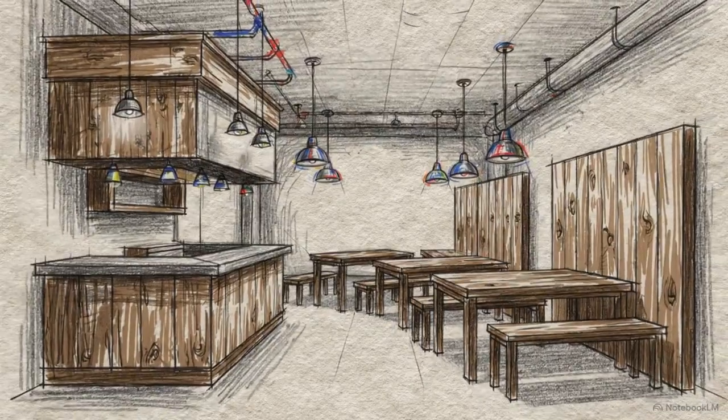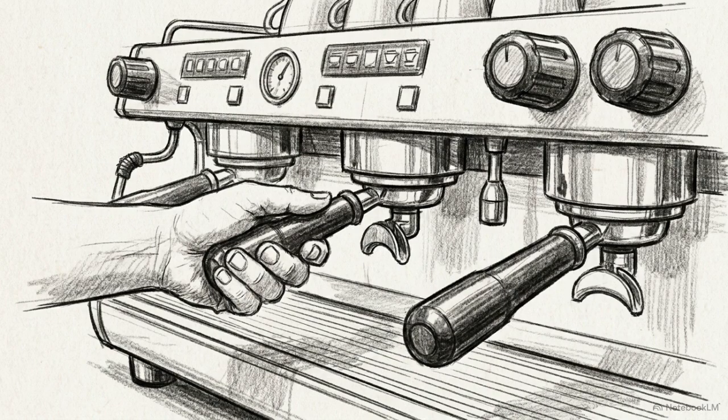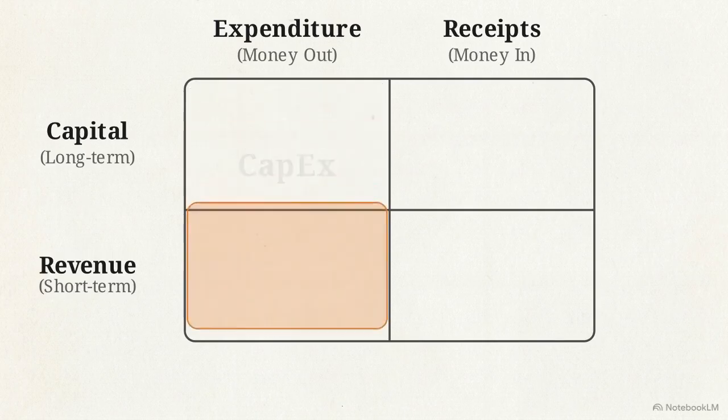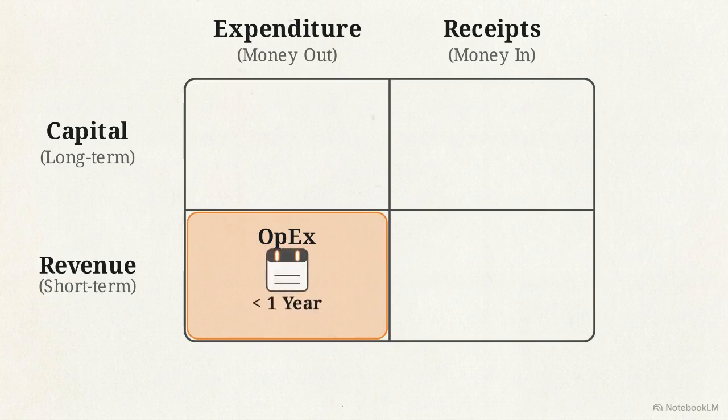Capital expenditures allow you to build the structural engine of the business without immediately destroying your monthly profit margins. Once that structural engine is built, you actually have to run it. This brings us down to revenue expenditure, or OPEX. These are operational costs consumed within a single accounting period. They maintain earning capacity, but they do not extend the life of an asset.